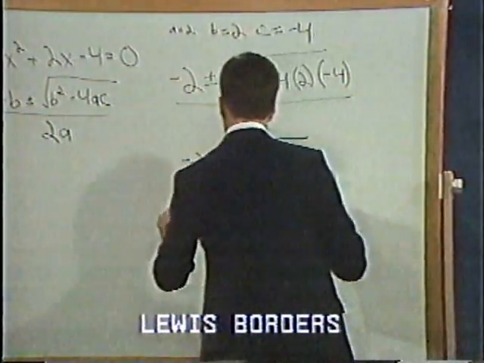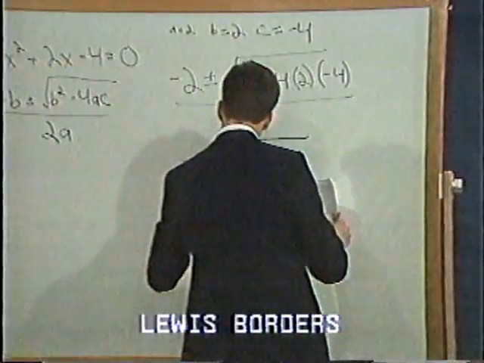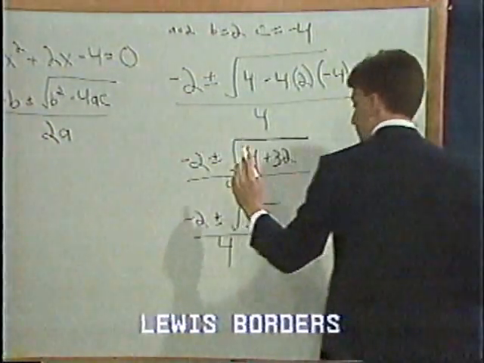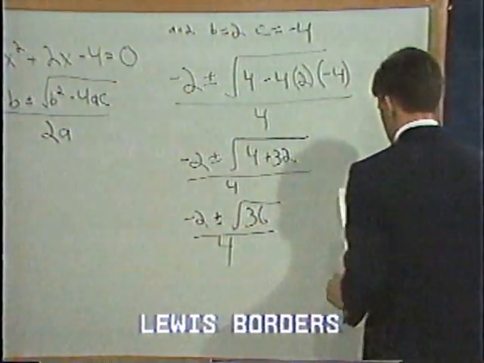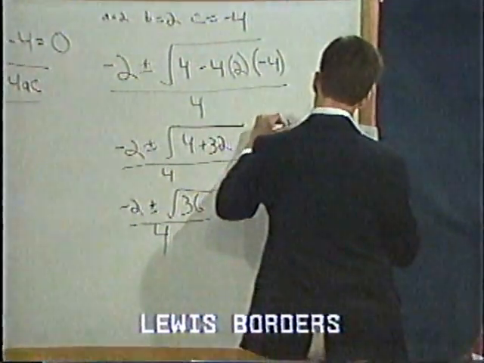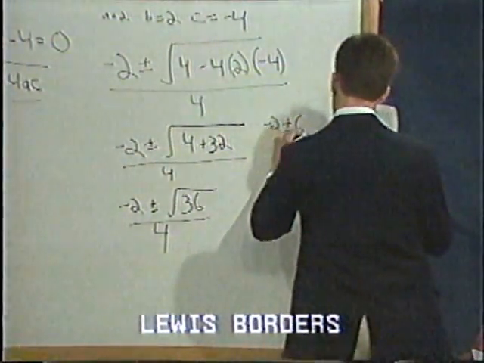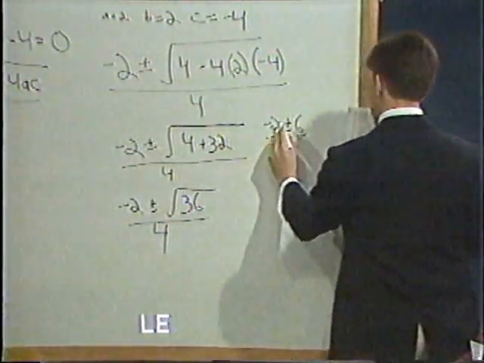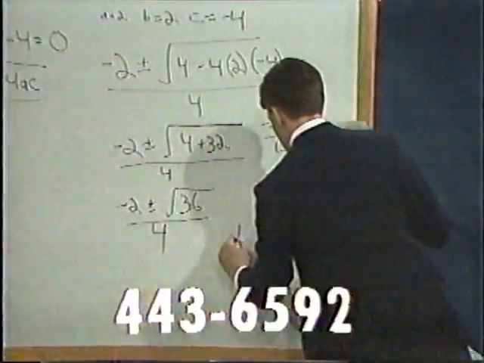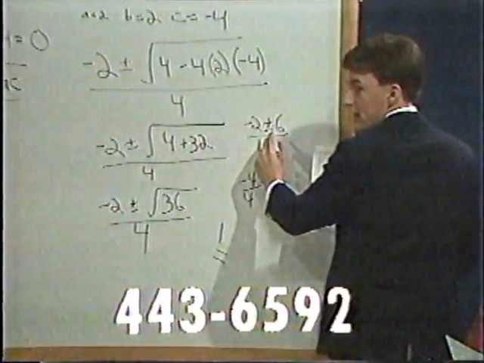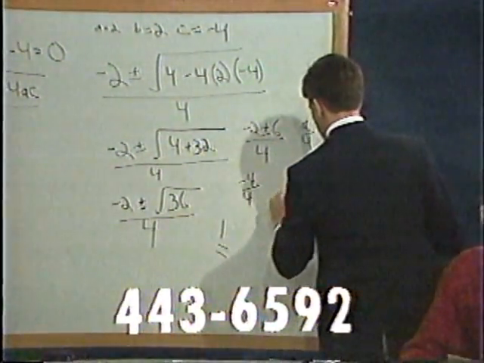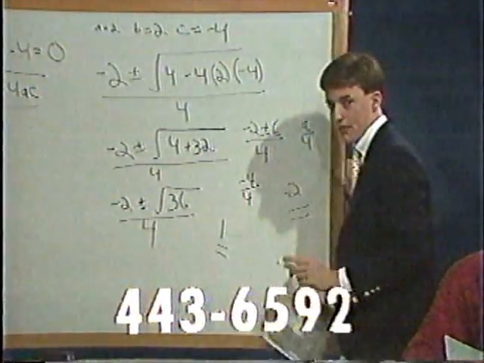over 4. Okay, so it'd be negative 2 plus or minus radical 36 over 4. And we know radical 36 is 6, so it would be negative 2 plus or minus 6 over 4. So negative 2 plus 6 would be negative 4 over 4. So one root would be 1. And our next root, negative 2 minus 6, would be negative 8 over 4, which would be negative 2. So our roots are 1 and negative 2 for this equation.